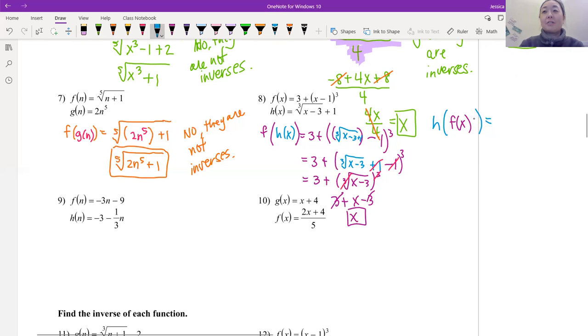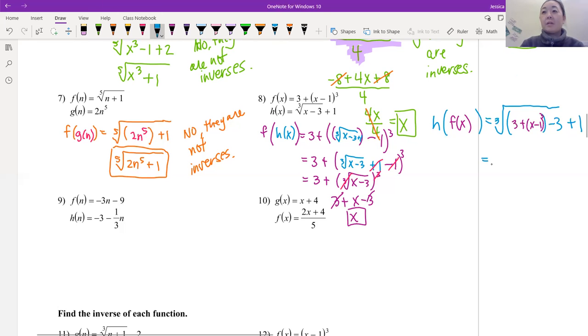So h is the cube root of, I have this x here, so I'm going to put some parentheses. Well, technically, I don't need the parentheses, but it kind of helps me to see it. Minus 3. Again, that's inside the square root. And then plus 1, and that's outside of the square root. And then I'm going to put inside there f of x, which is 3 plus x minus 1 cubed. A lot of parentheses going on in here, but I think we can handle it.